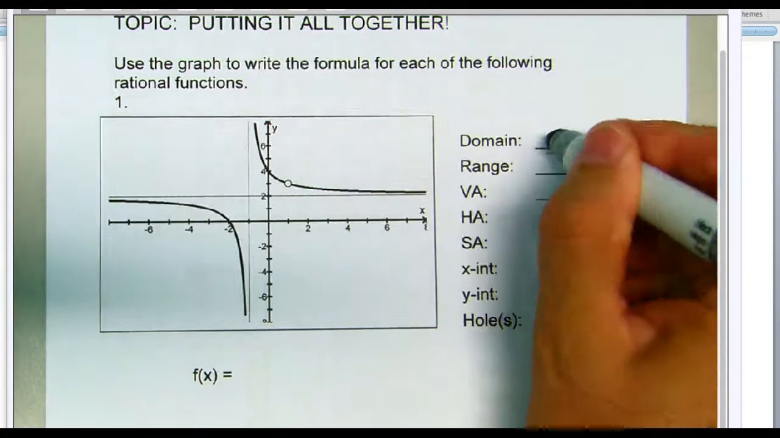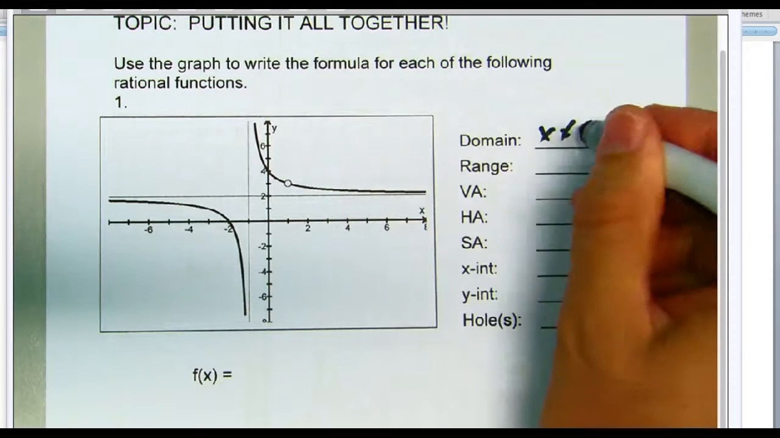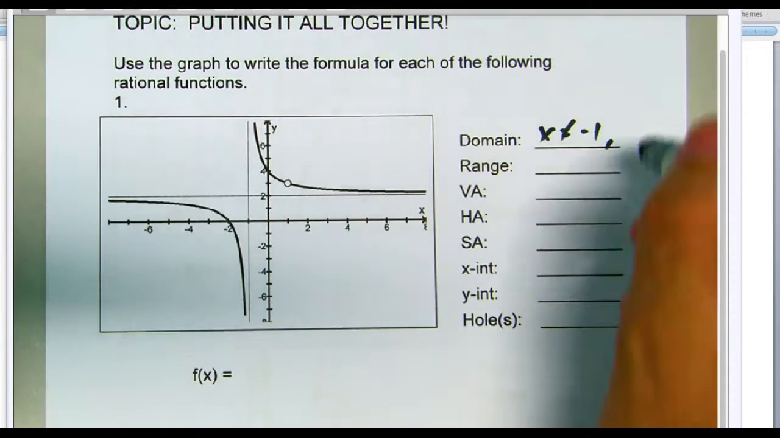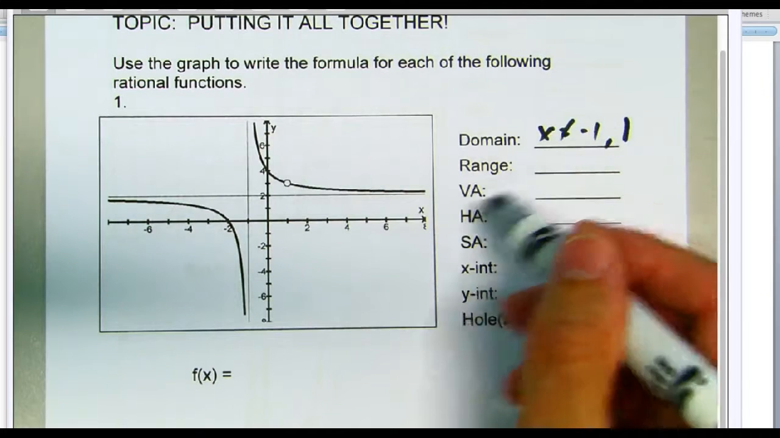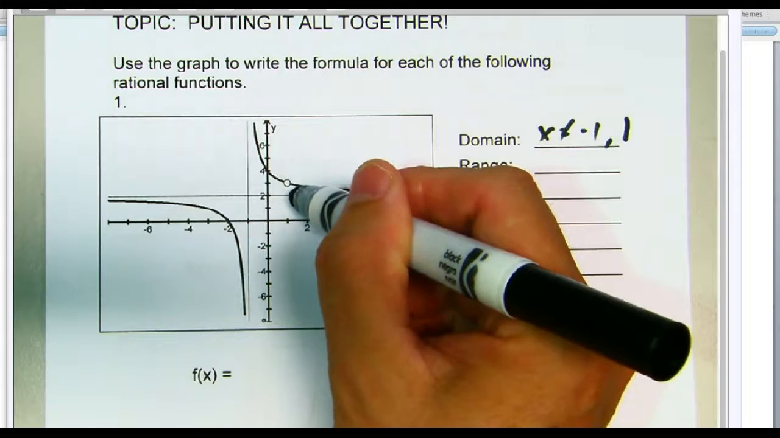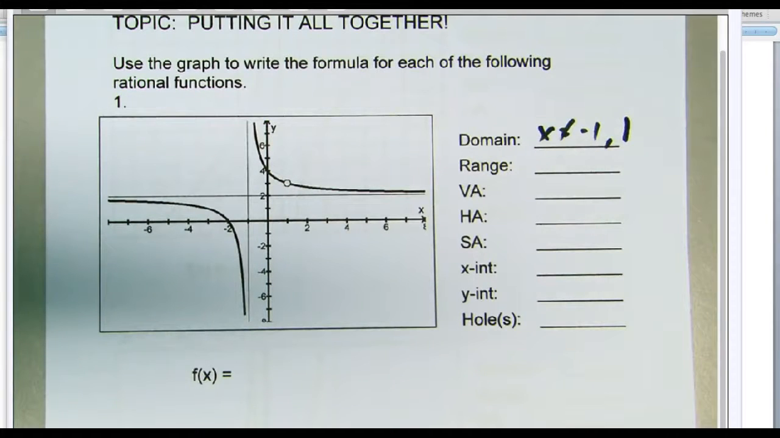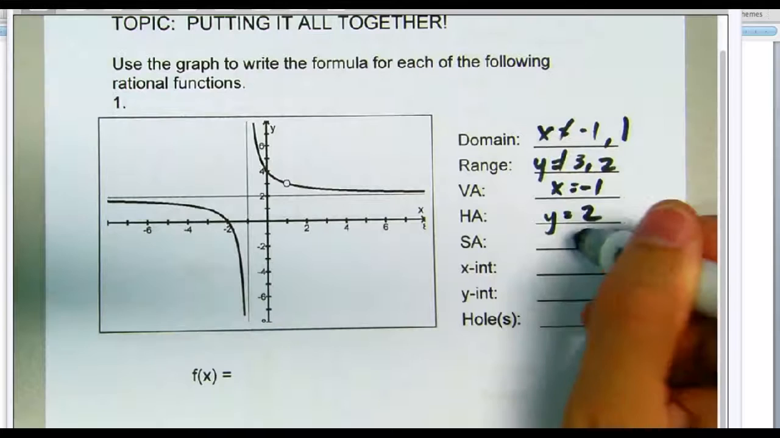So domain. X can't be, what do I got there? -1. And it looks like it can't also be 1. Because I have a hole, I have a vertical asymptote. Range. Looks like the range is not going to include the y value of this hole and the horizontal asymptote here. That's not always the case. Sometimes you can cross, so we got to be careful with that. So far so good. We have this information. Now slant asymptote, I don't see any.